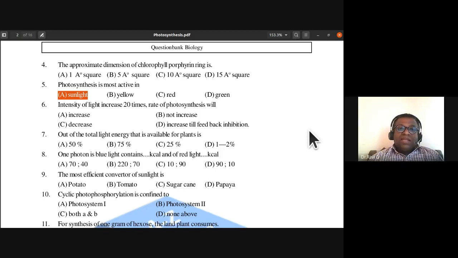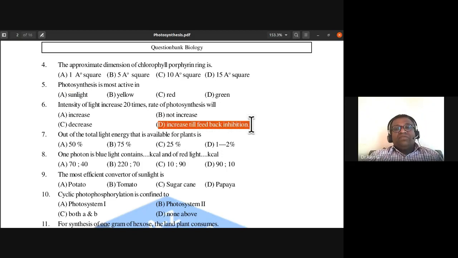See, when the intensity of light increases 20 times, the rate of photosynthesis will increase till there is feedback inhibition. Once the feedback inhibition comes, there won't be any more increase in the rate of photosynthesis. So they will initially increase, then they will stop. That is what it implies: the rate of photosynthesis will increase till the feedback inhibition takes place.